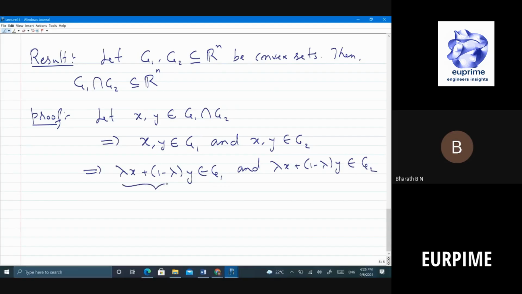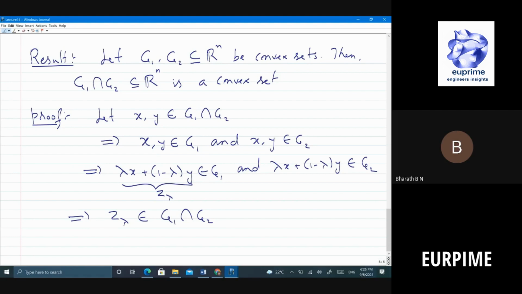So now I'll call this point some z lambda. So z lambda belongs to C1, z lambda belongs to C2. What does that imply? z lambda belongs to C1 intersection C2 because it belongs to both. That proves the result, right? So it means the intersection is a convex set. In fact, I can take any number of intersections, right?